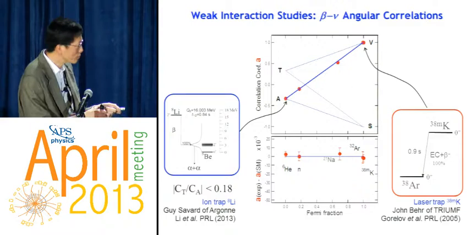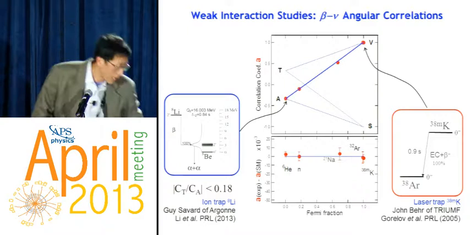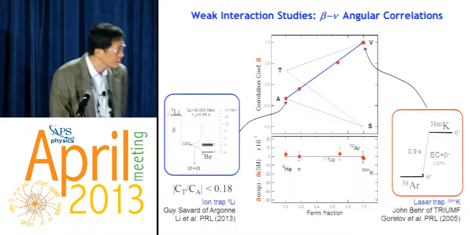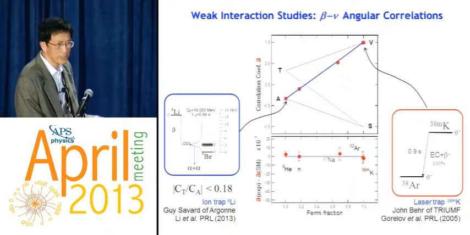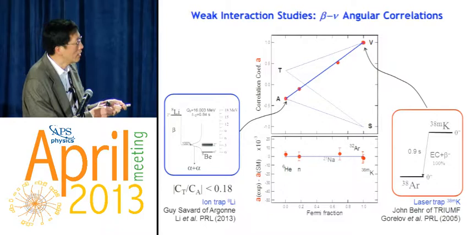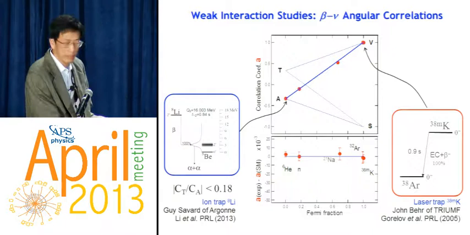The horizontal axis is the Fermi fraction. If the decay is purely Fermi type, such as potassium-38, you would plot the data here. If it's a purely Gamow-Teller type, such as helium-6, you would plot it over here. Neutron and sodium-21 are mixed type. They contain both Fermi type and Gamow-Teller type beta decays.